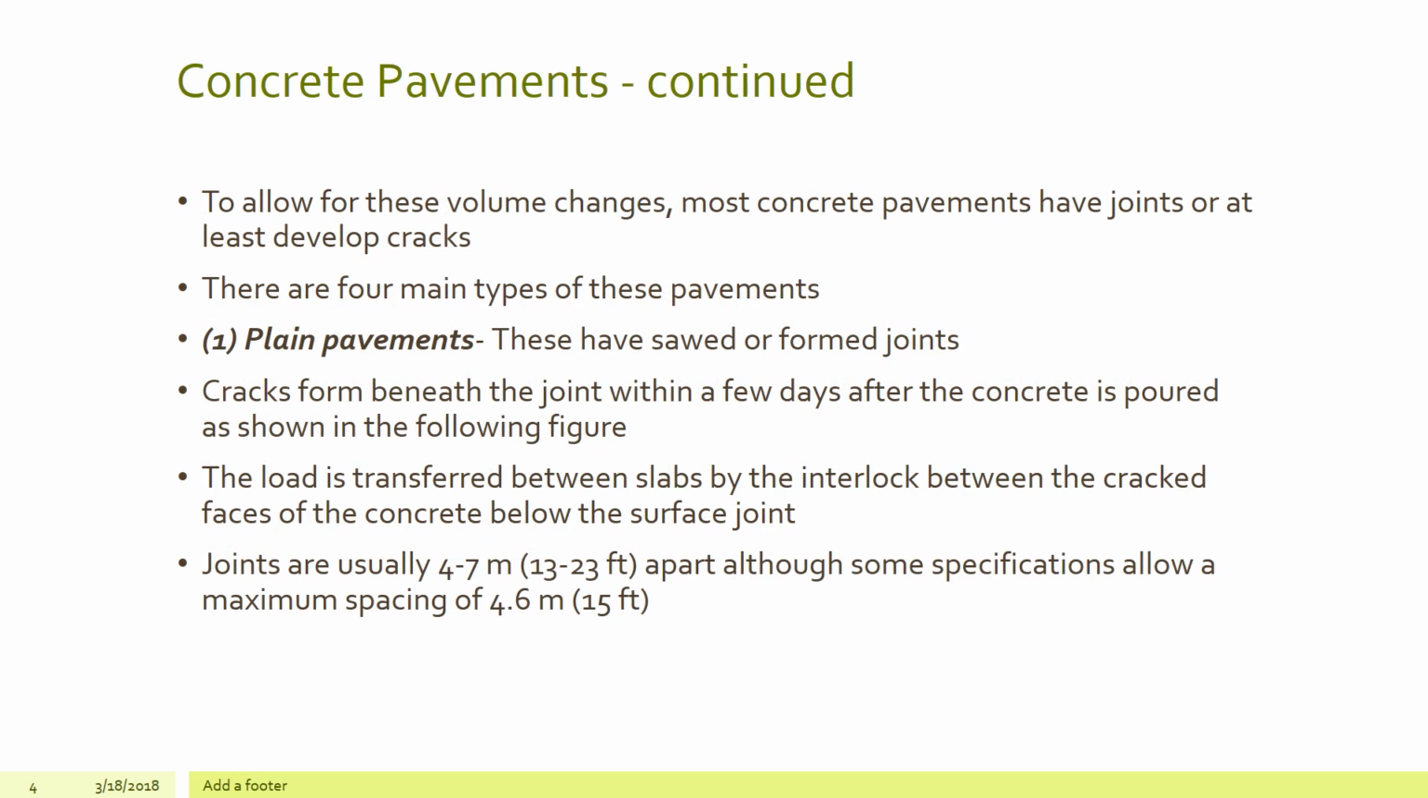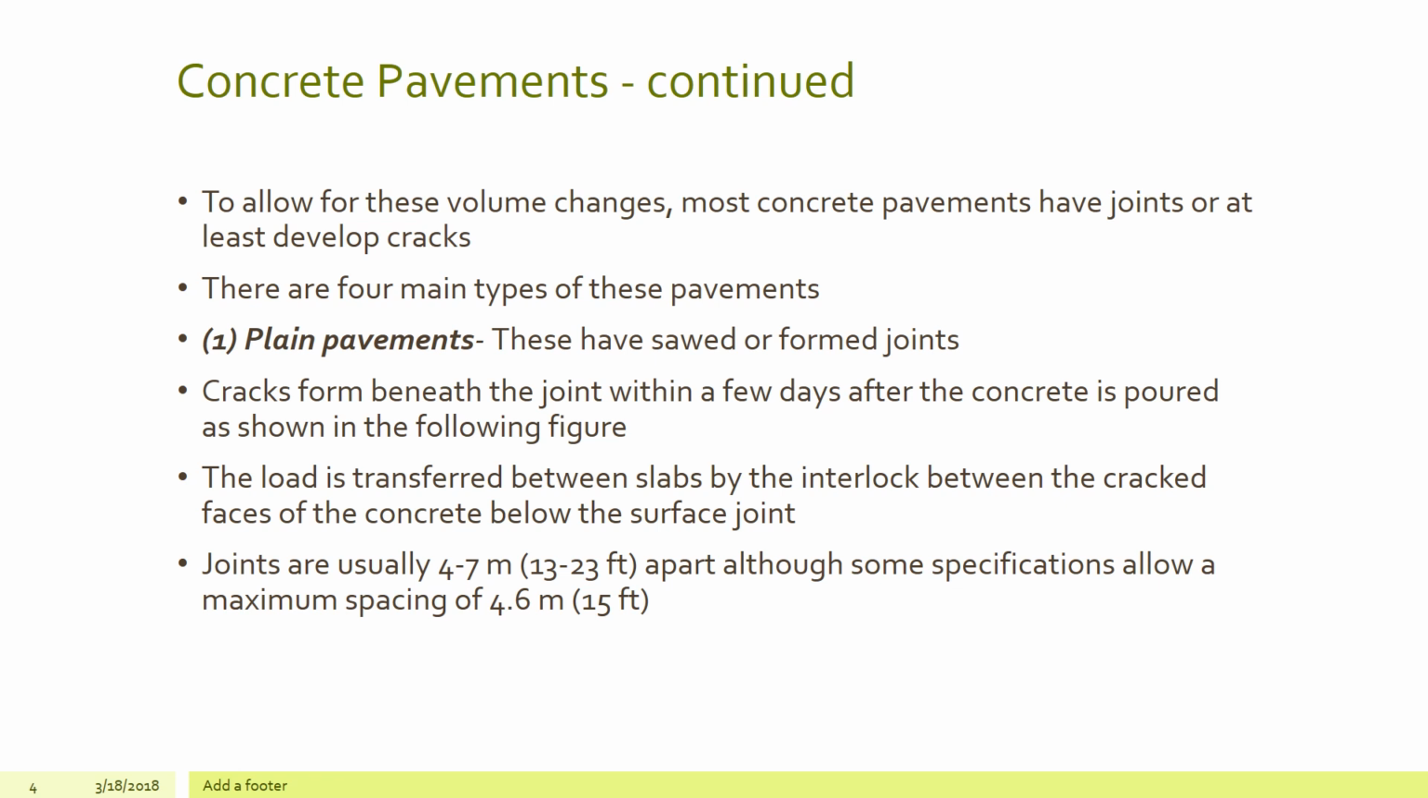To allow for these volume changes, most concrete pavements have joints or at least develop cracks. When you see bridges that are poured with concrete, you're going to see expansion joints, and that allows the bridge to expand. In the winter months, concrete is going to shrink. It's going to contract on us. In the summer months, it's going to expand. So that allows that bridge section to move whatever the tolerance level is.